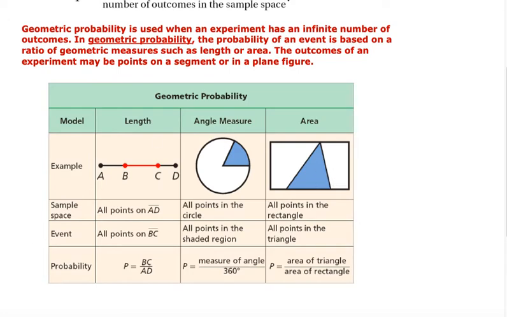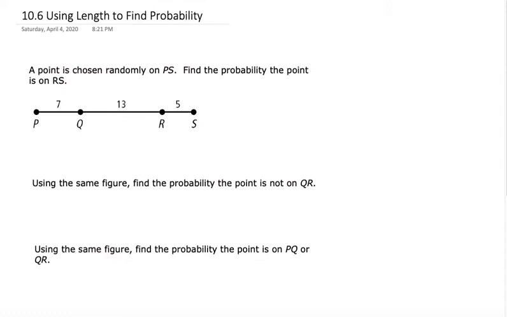So let's just get through this. A point is chosen randomly on PS. Find the probability the point is on RS. Okay, so this is the part we want, 5. And we just need to put it over the total amount, which is 25. Because we got 7 plus 13 plus 5. And I'll just reduce that to 1/5, or 20%.